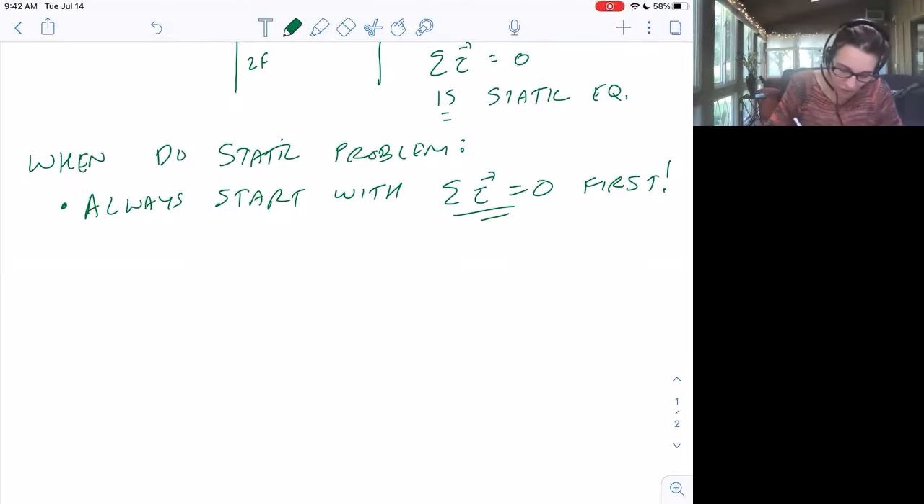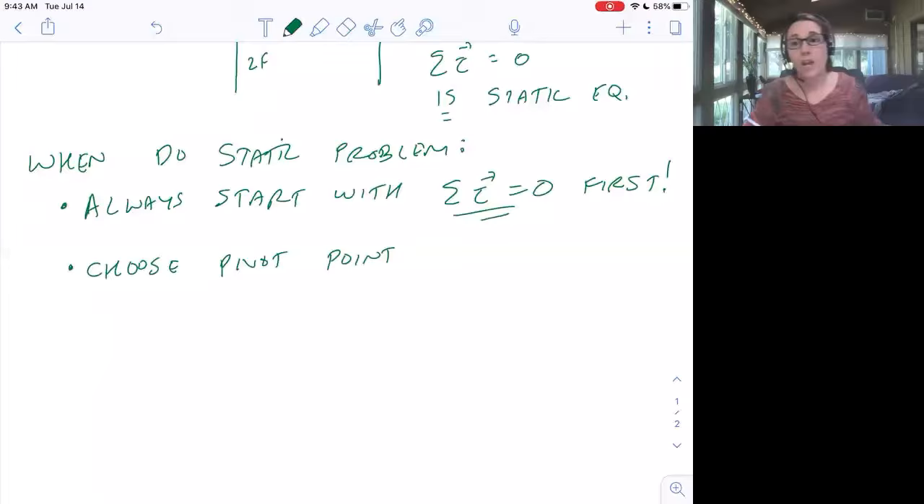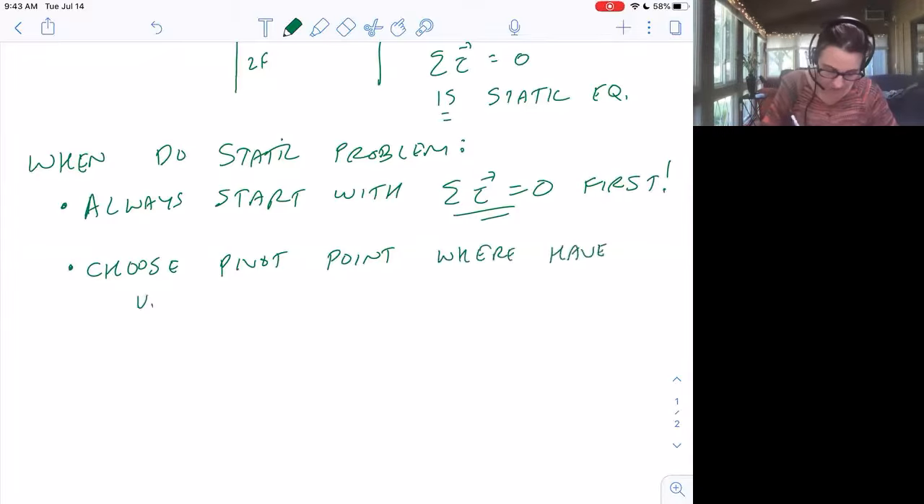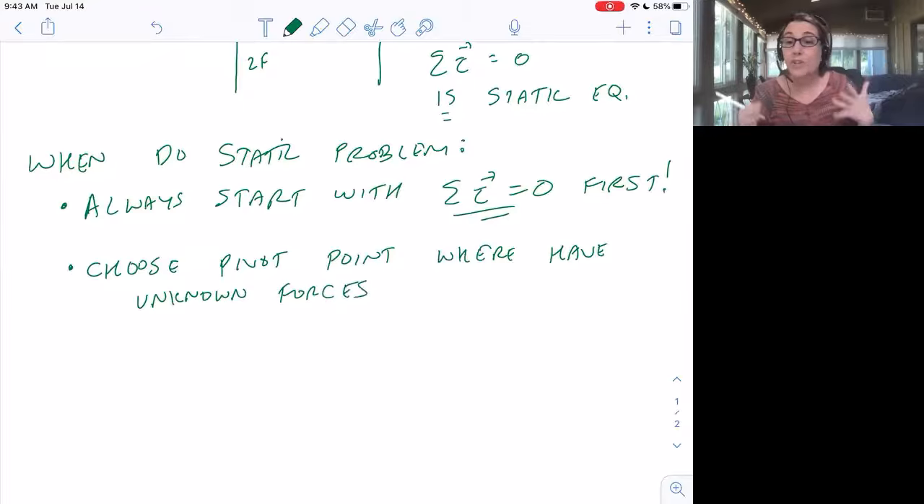So what you would do is you would choose your pivot point where you have unknown forces, so that their torques are zero.